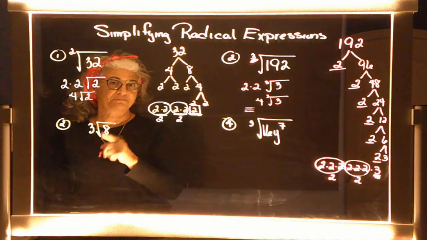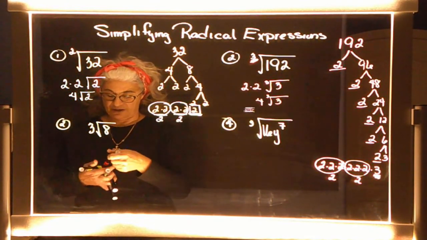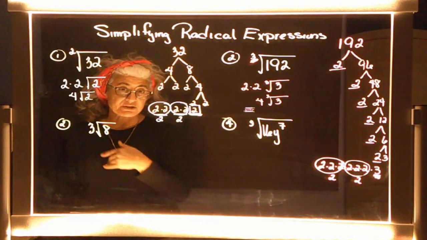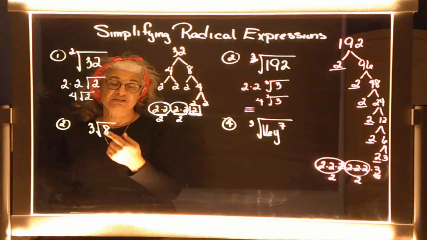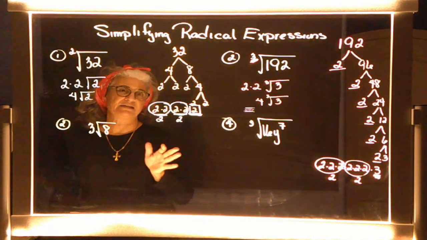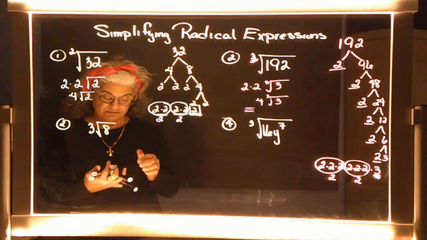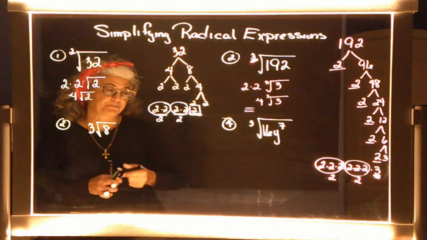Let's look over here. They're like, what do I do with that 3? You leave the 3 alone for now. Right now I'm trying to deal with the square root of 8. And I know 8's not a perfect square. So, time to go breaking it down.